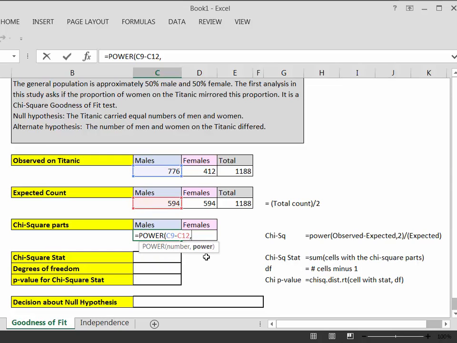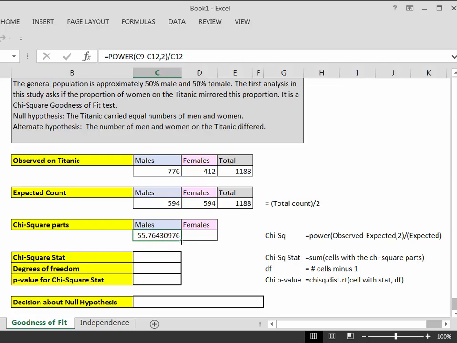If I put in 3, I'd be cubing it, but I only want squared, so that's what I'm going to do. Once I've put in the power, I can close my parentheses. That part of the equation is done. It's the numerator, the difference between the observed and the expected, squared, and then I have to divide by the expected value. So when I hit enter, Excel will carry out all these computations for me, and I get this number 55.